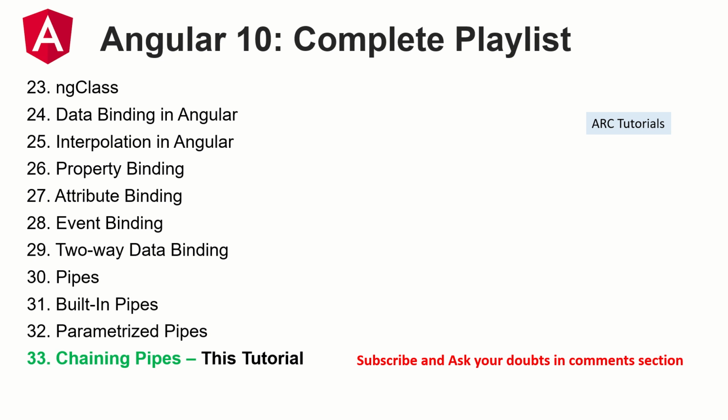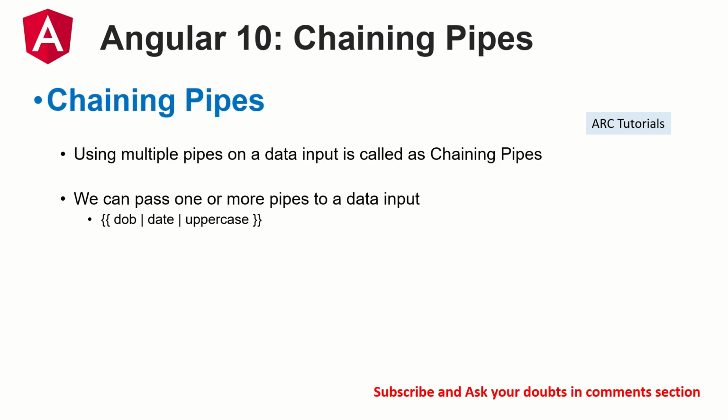All right, so that being said, today we are on episode number 33, that is chaining of pipes. So what is chaining of pipes? It's a fairly simple, straightforward concept, which is you can use multiple pipes on a data input, right? So we know that pipes will take a data input which we convert into a desired format. Now we can also attach and use multiple pipes on a particular data input, right? That's pretty straightforward as such. So we know how to use a pipe. Now the only thing is we will add multiple pipes to it, right? So let me show you with some examples.